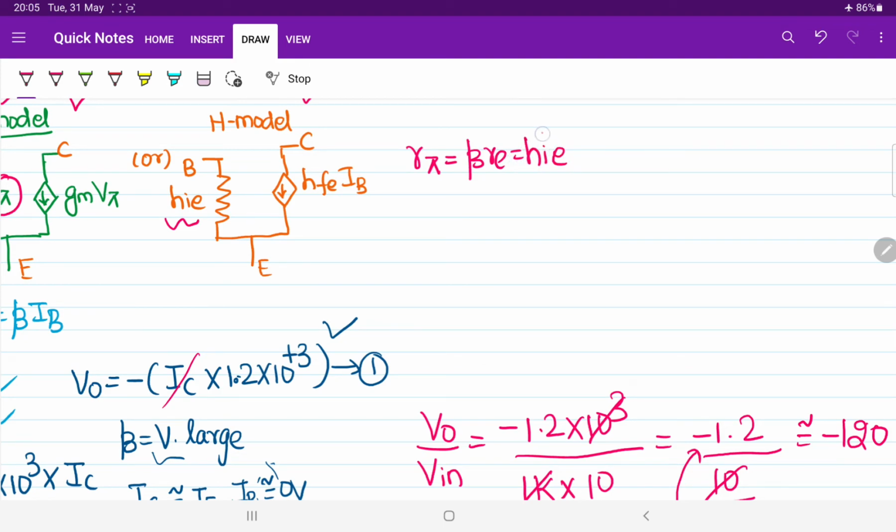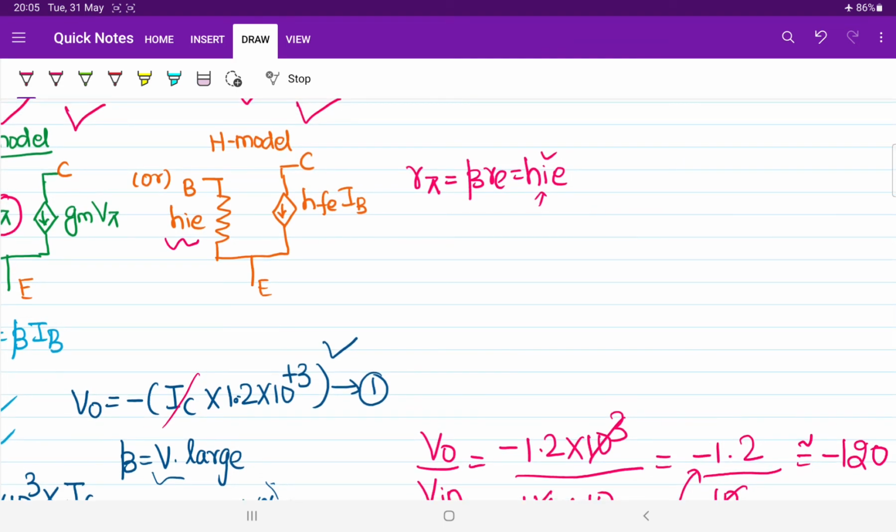I will be telling you later, I will define this hybrid model. E denotes the emitter configuration, I denotes the input. Okay, so later we will be understanding everything. Re, you know, beta means gain, you know. R pi, once again in the pi model we are exploring the value of the resistor, that is called R pi. Okay, so from here we can also proceed further. So I have written that R pi equal to beta into Re equal to HIE.